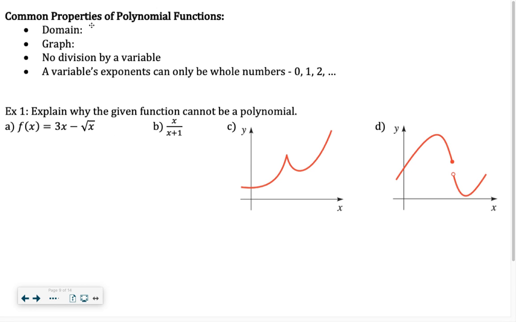First, the domain of every polynomial is all real numbers, negative infinity to positive infinity. Right? If the domain is not all real numbers, it is not a polynomial. In terms of the graph, we say it is smooth and continuous.